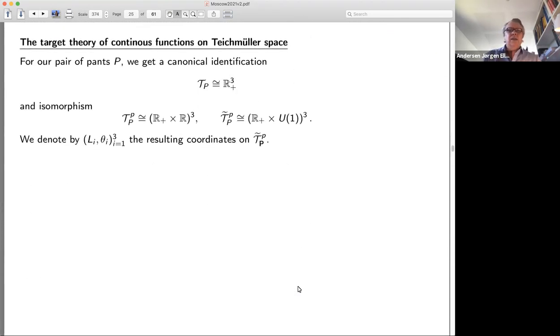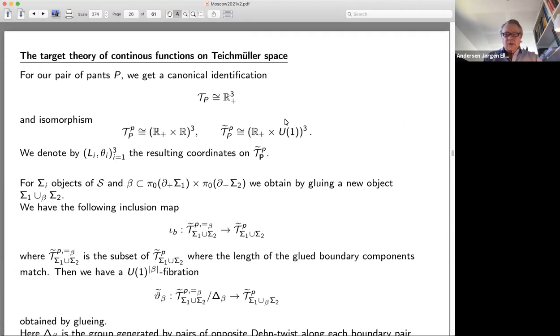And now I consider the details of this target theory for pairs of pants. So of course, the usual pair of pants Teichmüller space is just R plus to the 3, just the geodesic lengths of the boundaries. And my bigger Teichmüller space is simply R plus cross R to the 3. When I divide out by the Dehn twists that are parallel to the boundary, I just get R plus cross U1 to the 3. And that has the sort of analog of Fenchel-Nielsen coordinates on it. So here the lengths are from here, and the theta i's are the twists from the boundaries here.